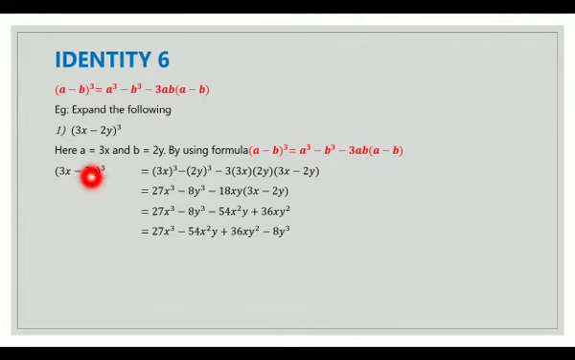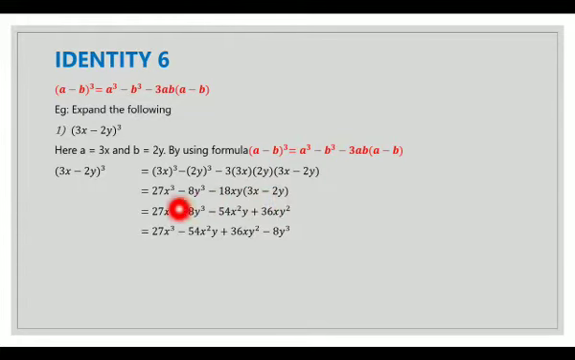(3x − 2y)³ equals a³. So (3x)³ minus (2y)³ minus 3ab, 3x into 2y, in the bracket (a − b), (3x − 2y). 3x cube: 3 is multiplied how many times? 3 times. So 3 into 3 into 3, that is 27x³, minus 2 is multiplied how many times? 3 times, that is 2 into 2 into 2, which is 8y³, minus 3 into 3, 9, 9 2s are 18, 18xy in the bracket (3x − 2y).